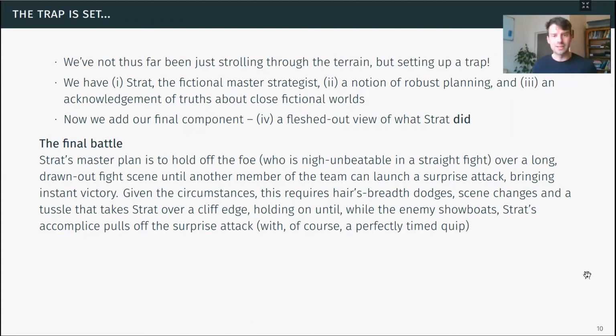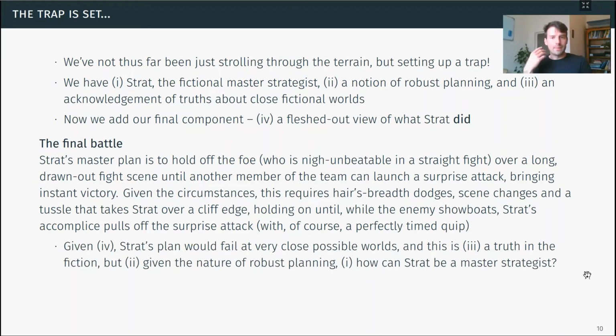Now, given the circumstances, this fight scene, this plan requires a whole bunch of hair's breadth dodges where Strat's head is almost taken off by the enemy, scene changes where they crash through walls into another location, and a tussle that takes Strat over a cliff edge where they will hold on until, while the enemy showboats and explains their master plan, Strat's accomplice comes and pulls off the surprise attack at long last, probably with some perfectly timed quip, because again, that's the sort of fiction we're talking about here. So why is this a problem?